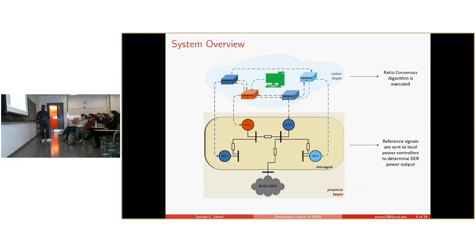And then we also have the physical layer. The physical layer is a microgrid that is composed of 4 distributed energy resources. Those are all interfaced using inverters and are all connected to the bulk grid via a distribution line. When the ratio consensus is complete, we have reference signals that are sent to the DERs. These DERs have local power controllers that use these reference set points to determine the power output of the individual DERs.